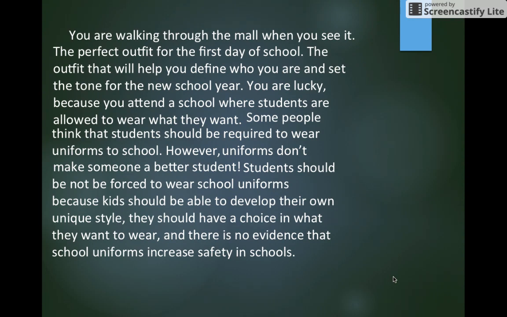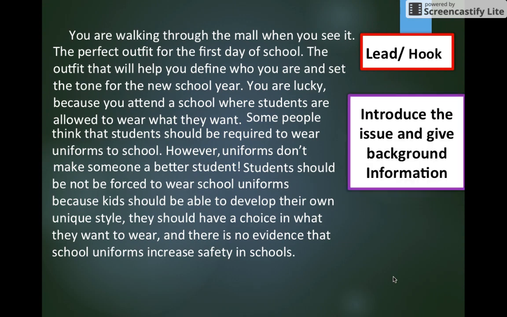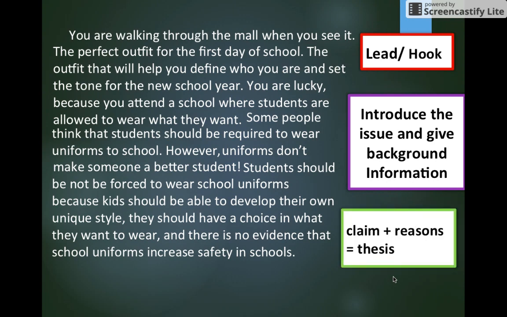So let's look at those parts and break down your introduction, which will be your first paragraph in your paper. This paragraph has first the lead or hook, and that is a story. Then it introduces the issue and gives a little bit of background information. Those are your middle sentences. And finally, you have your claim plus reasons, your thesis at the end, and that starts with "students should not be forced to wear school uniforms because," and then you have your 3 reasons. Kids should be able to develop their own unique style. They should have a choice in what they want to wear. And there's no evidence that school uniforms increase safety in schools.